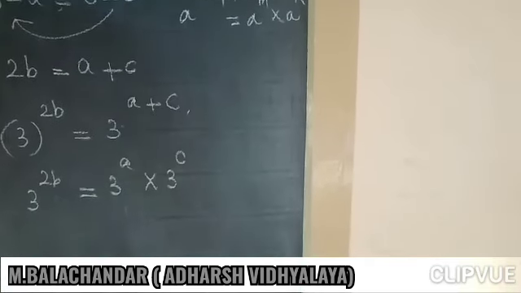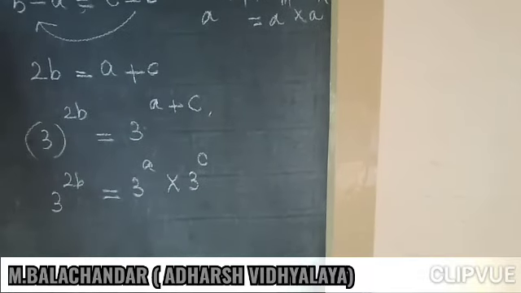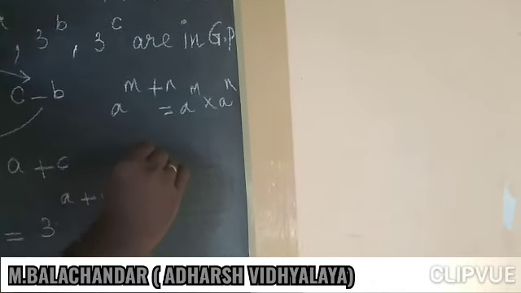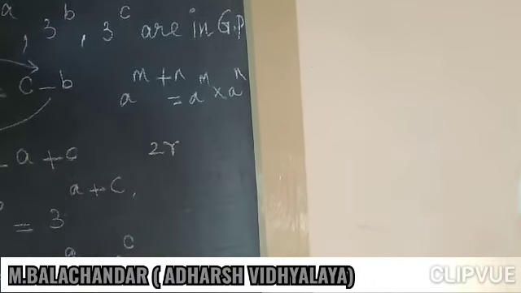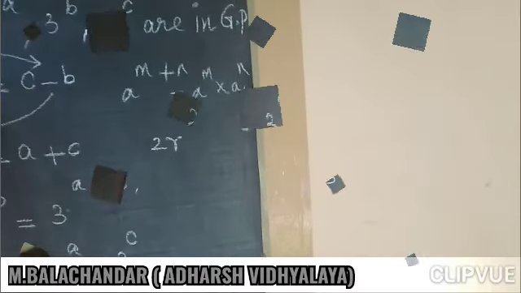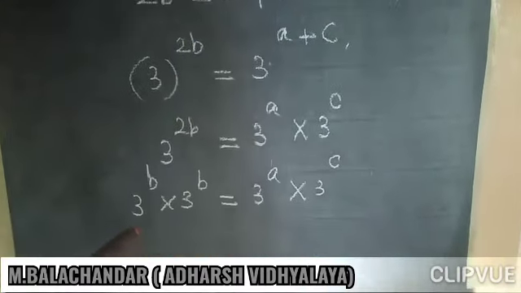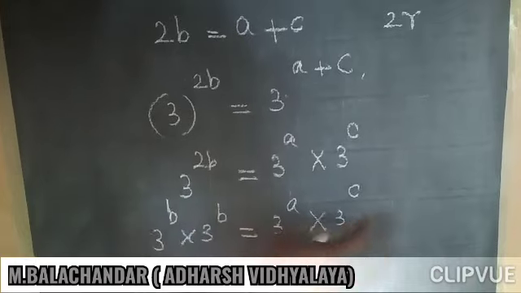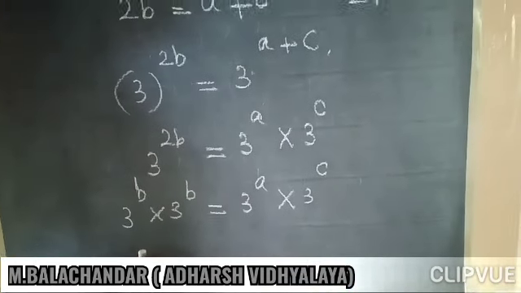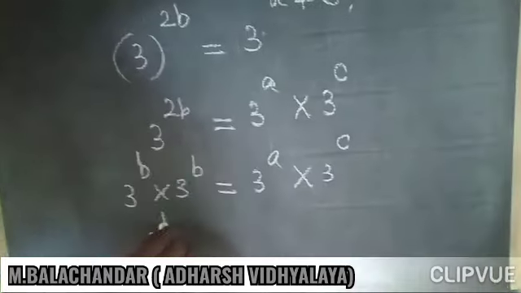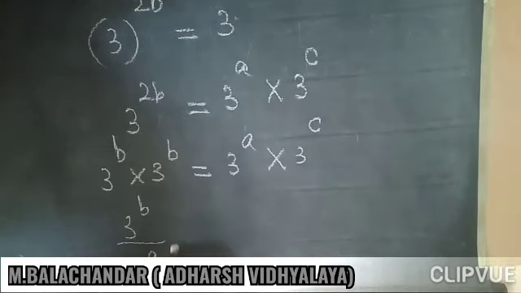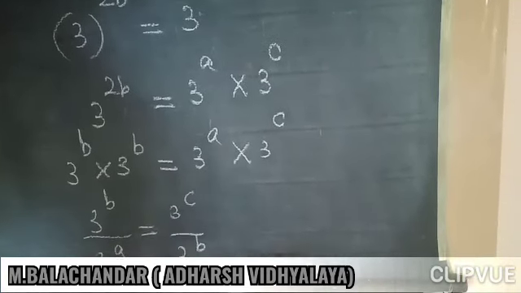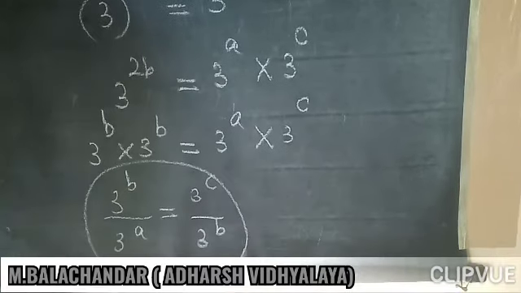We know the condition if the terms are in GP. 3 power 2B equal to 3 power A into 3 power C. So this 3 power 2B can be written as 3 power B into 3 power B is equal to 3 power A into 3 power C. If you write 3 power B by 3 power A which is equal to 3 power C by 3 power B, this 3 power B becomes the denominator. So what is this? This is the common ratio.